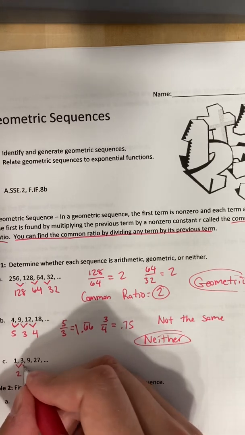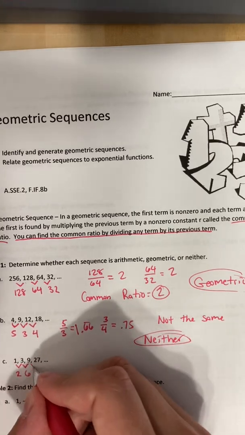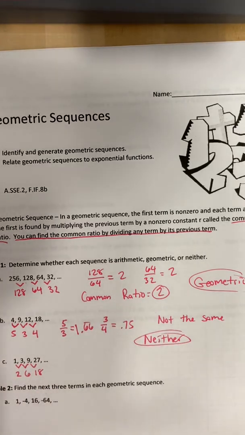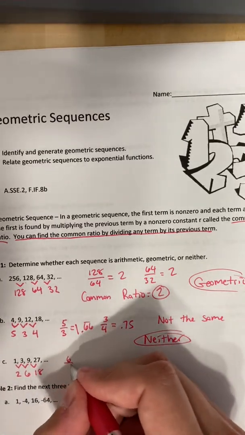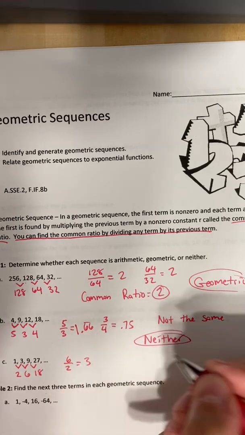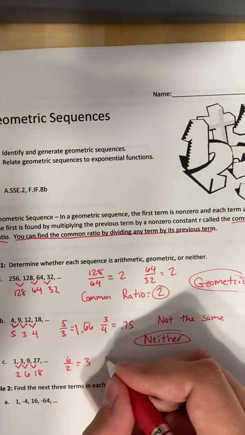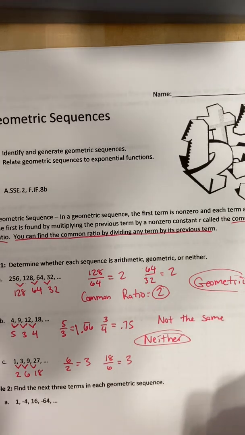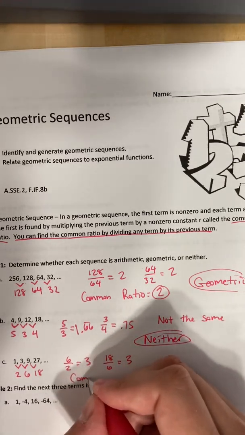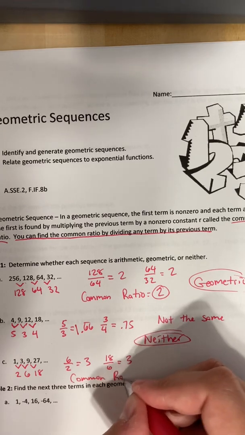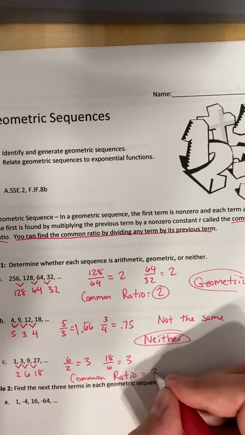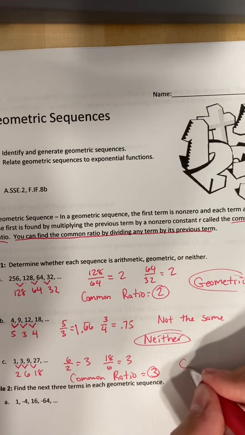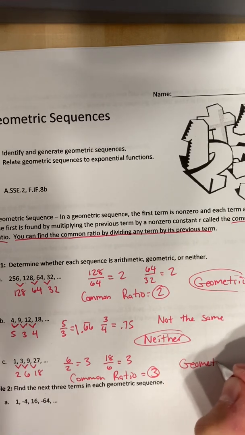All right, letter C. Difference here is 2. Difference here is 6, and the difference here is 18. Let's check our ratios. We're going to check 6 divided by 2. That gives us 3. And we're going to check 18 divided by 6. That also gives us 3. So our common ratio is 3. And then therefore we know that this is going to be geometric.